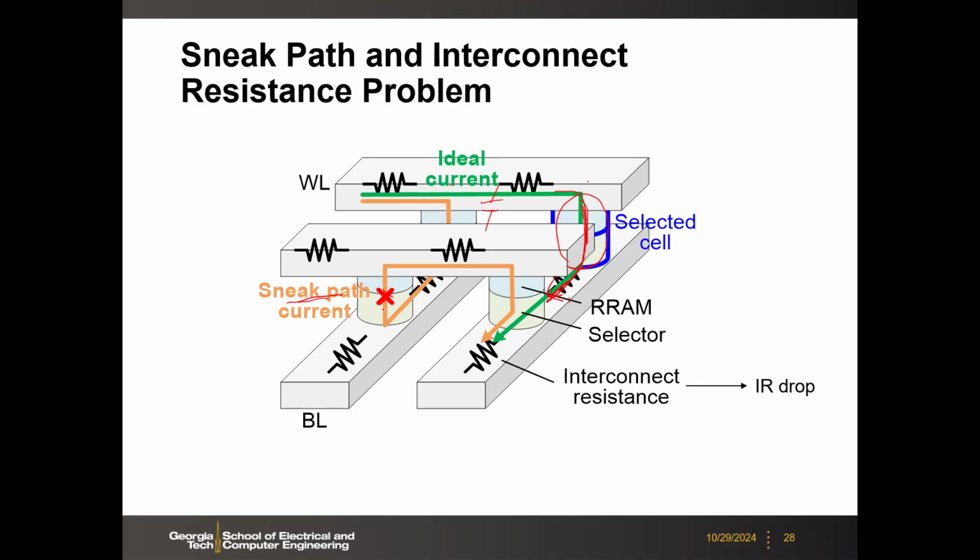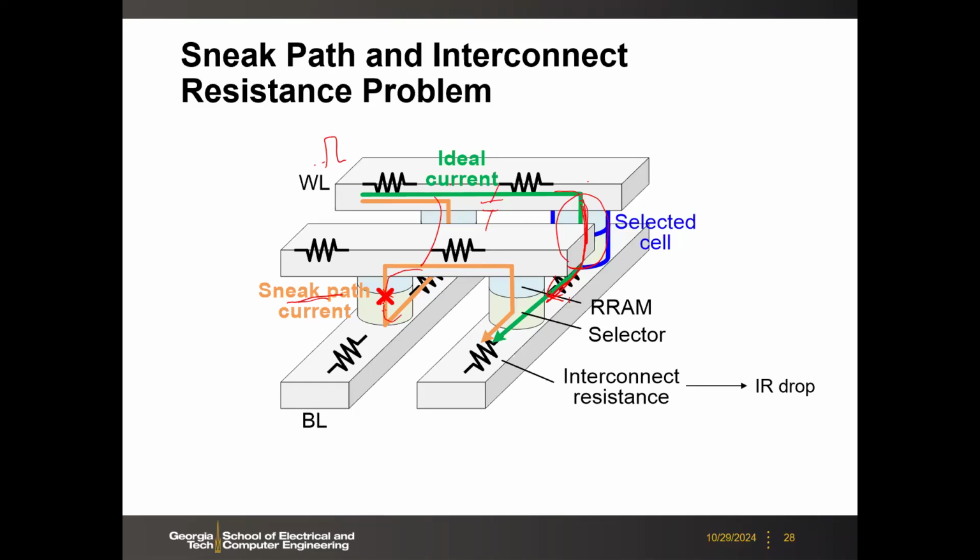But the unselected cell, because it's a resistor network, right? The current will flow anywhere. So you have resistors, then current will flow anywhere. If it's a linear system, if you apply voltage here, the current will flow anywhere in the network. So this, for example, this yellow path is unwanted, right? This is called the sneak path. We have to minimize the current from the sneak path.